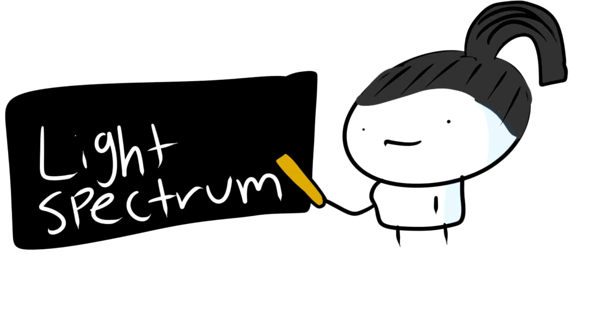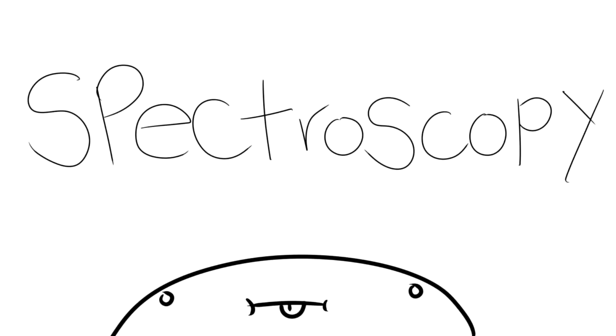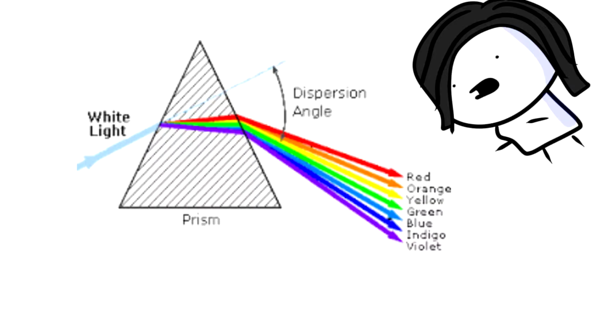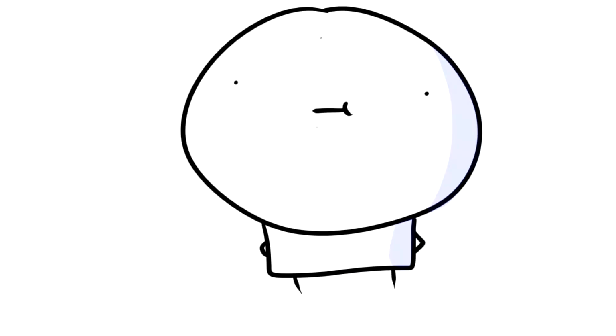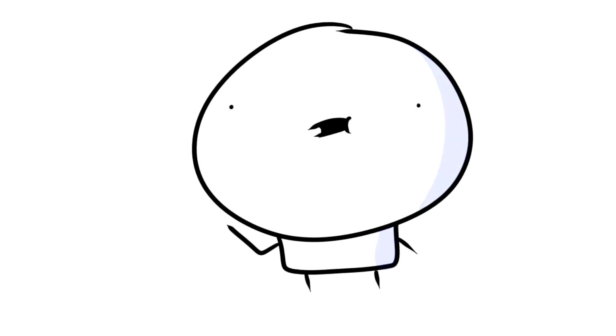Today we'll be learning about light spectrum. Back to Nancy. First, you have to know what spectroscopy is. Spectroscopy is the interaction between matter and electromagnetic radiation. Wow, that's very interesting, Nancy. But I don't care. Alright, Marcos, you're up next.